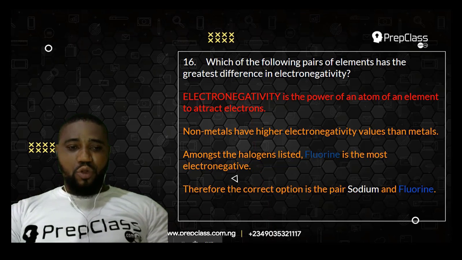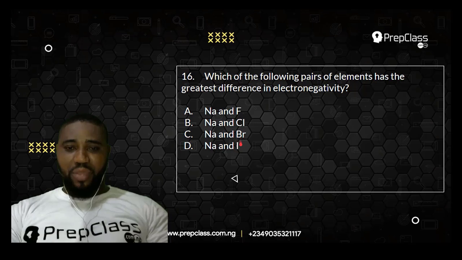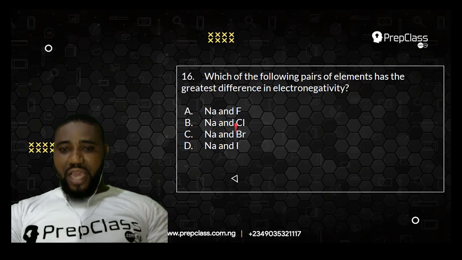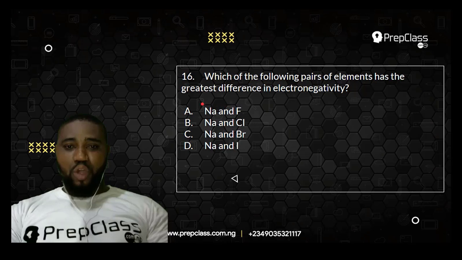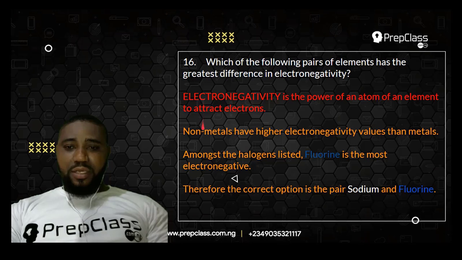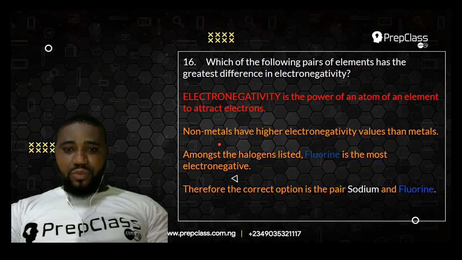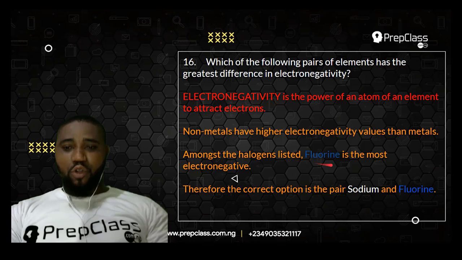And that is why if you look at these options, you will see that sodium is being paired with non-metals. And if you can remember in our last class, I listed all these non-metals as what? Halogens. Fluorine, chlorine, bromine, and iodine. They are very electronegative elements. That's why sodium is paired with each of them. The most electronegative, as I explained in our last class, is what? Fluorine.